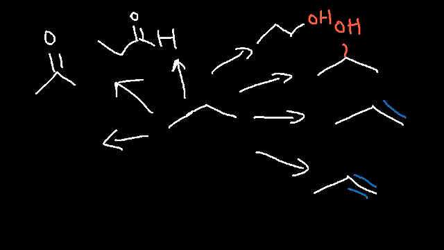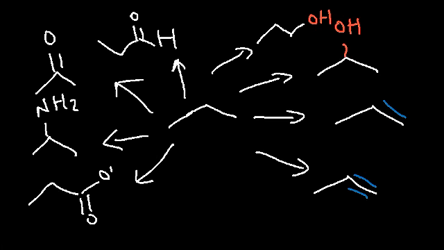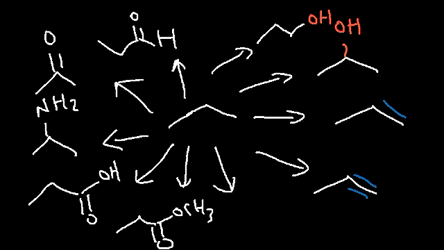And how can you get, let's say, an amine as well as a carboxylic acid, or even an ester? Or what about an ether? So we're going to talk about how to get these different functional groups starting from an alkane. So let's begin.